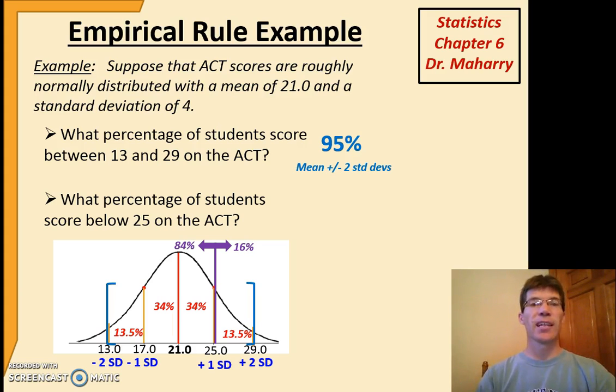Because remember, the red center line there, the mean, is the 50-50 line. In a normal distribution, 50% of the data is below the mean, 50% above. And the empirical rule says I have 34% up to 1 standard deviation there. So I've got 84% below the value of 25 here. So above that would be 16%, total of 100%. So 84% of students score below the 25 on the ACT. Or another way to think of it, a 25 on the ACT is approximately the 84th percentile.